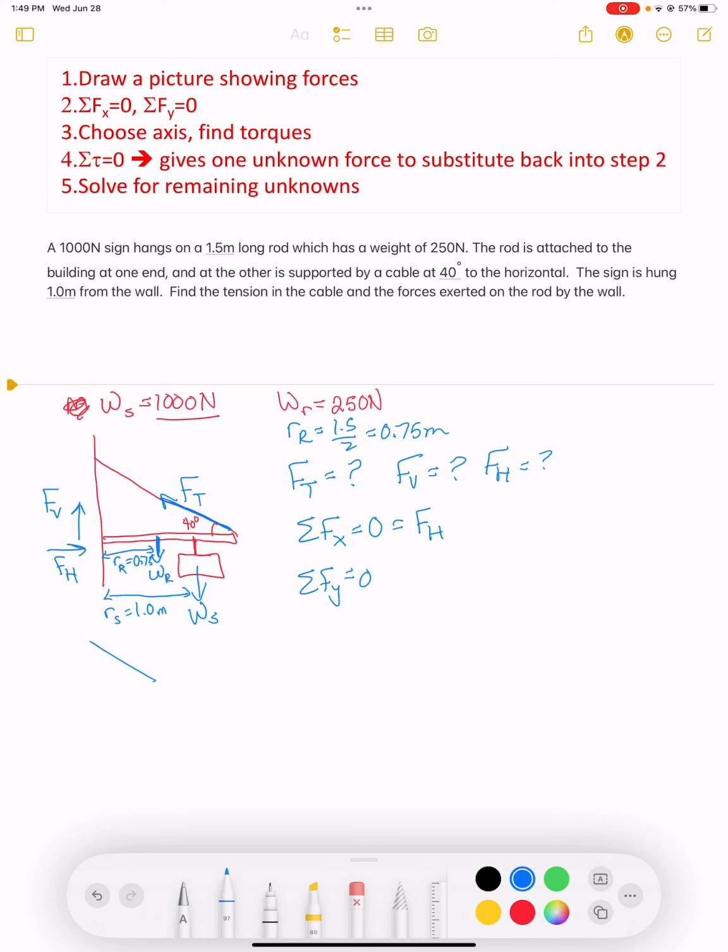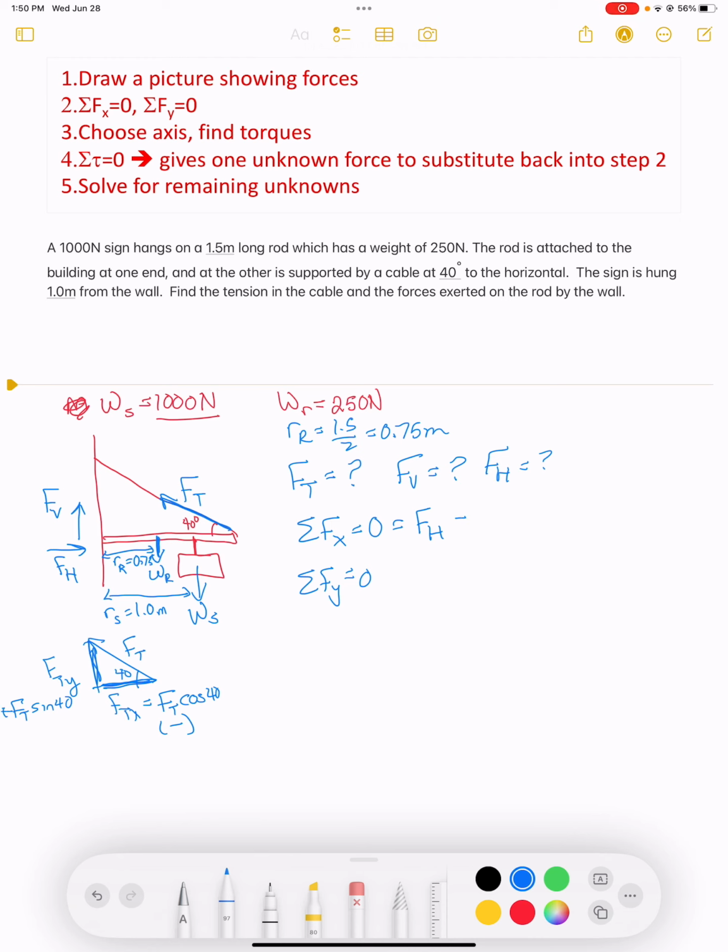So if I draw a picture of the force of tension, this is 40 degrees. FTX and FTY are the horizontal and vertical components of it. So FTX, that side, the horizontal side, is adjacent, so that's going to be FT cosine of 40, and it's in the minus x direction because it's going towards the left, and FTY is going to be FT sine of 40 because that side is opposite to the angle, and it's going upwards, so that's going to be positive.